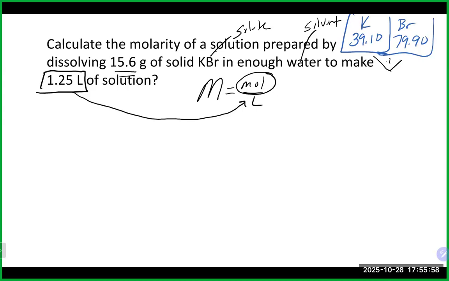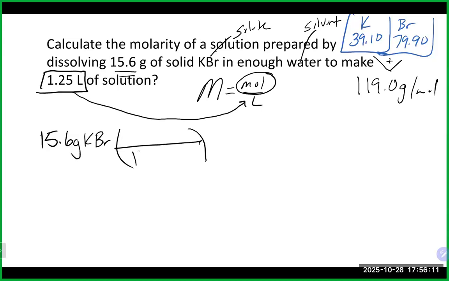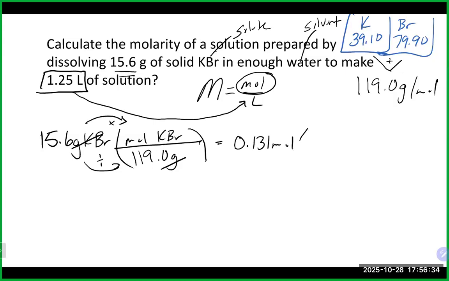So basically, we're just going to add these two together. I think that's going to give me about 119 grams per mole. So we'll take our 15.6 grams of KBr, taking a dimensional analysis approach here. I'll put grams on the bottom so that they cancel, and moles of KBr up on top. Multiplying and dividing, the grams will cancel. That's going to get us here: 15.6 divided by 119 looks like 0.131 moles. That is going to be the top part that we need.